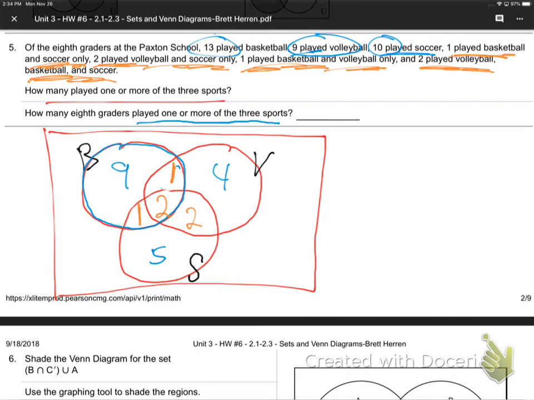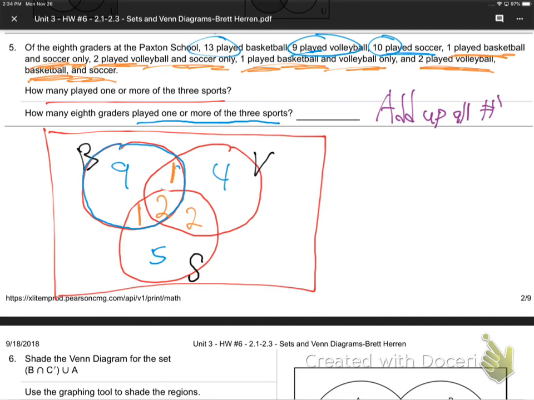They never gave me an outside. They never gave me like 10 out here or something. They just didn't do that. They could have. Then those would have been 10 people not playing any of those 3 sports, right? But they didn't even give me that number, so I don't even care. So all I have to do then is add up all the numbers.